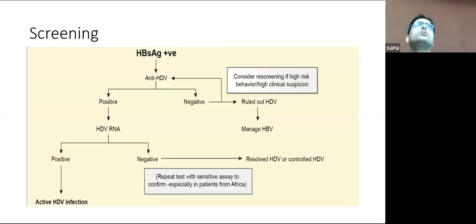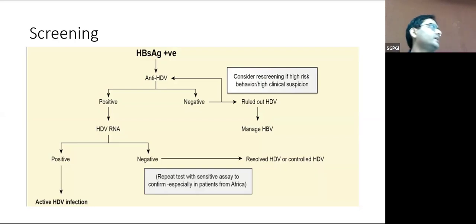So then how to go about it? Ideally, what is recommended by American and European societies is that we should always screen for anti-HDV antibodies in a patient who is HBsAg positive. This is not recommended for India at present, but these are the global guidelines which are followed all over the globe. So if any patient is diagnosed with HBsAg positive, anti-HDV antibodies should also be tested in him or her.